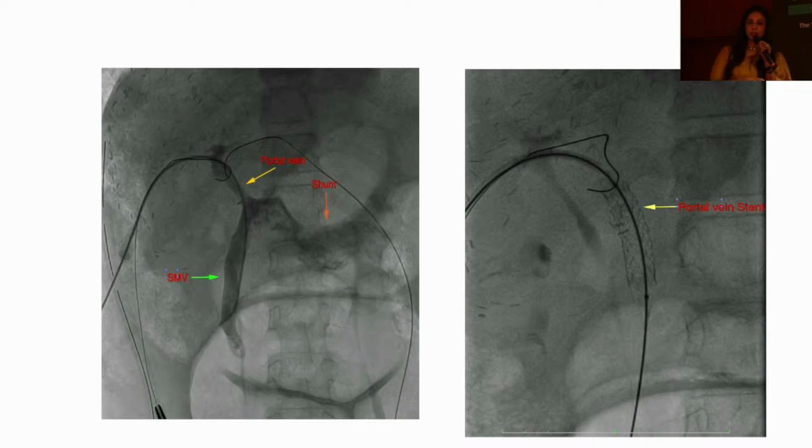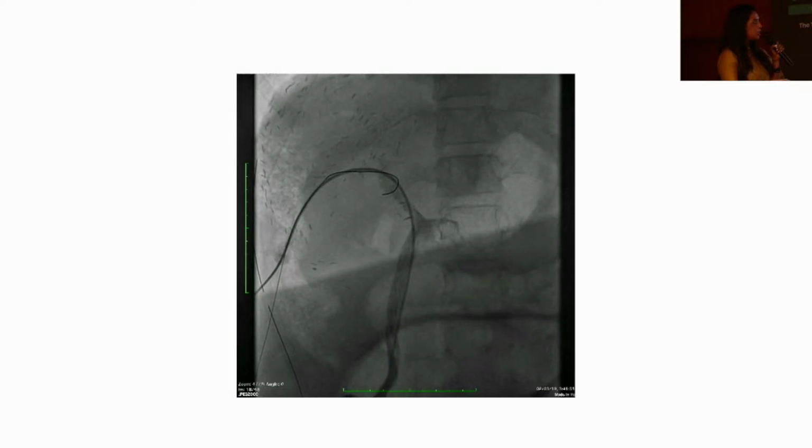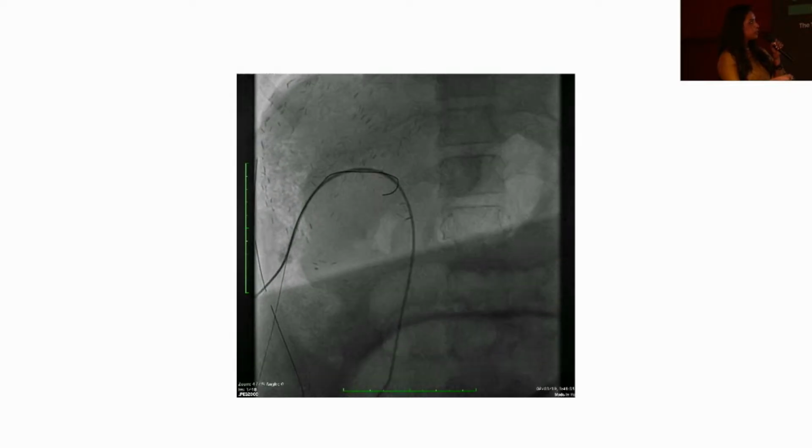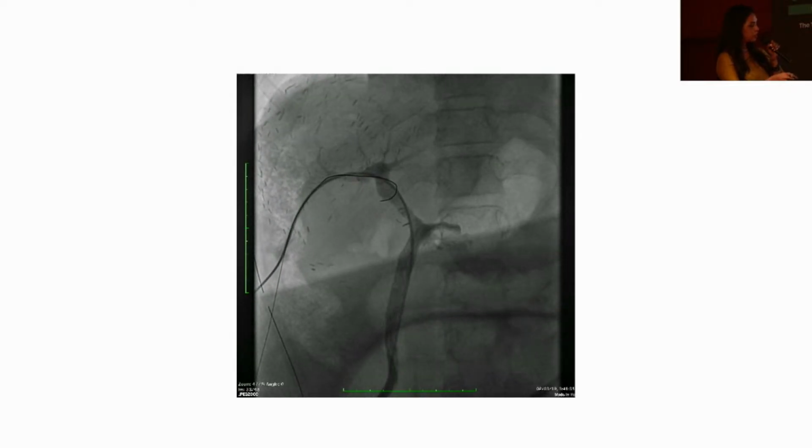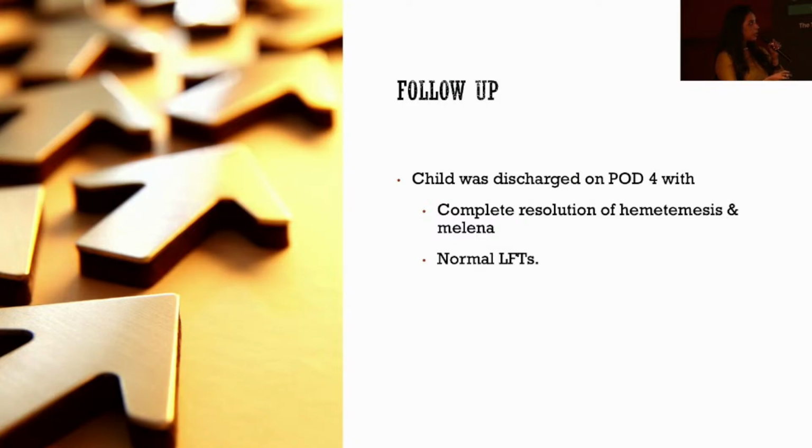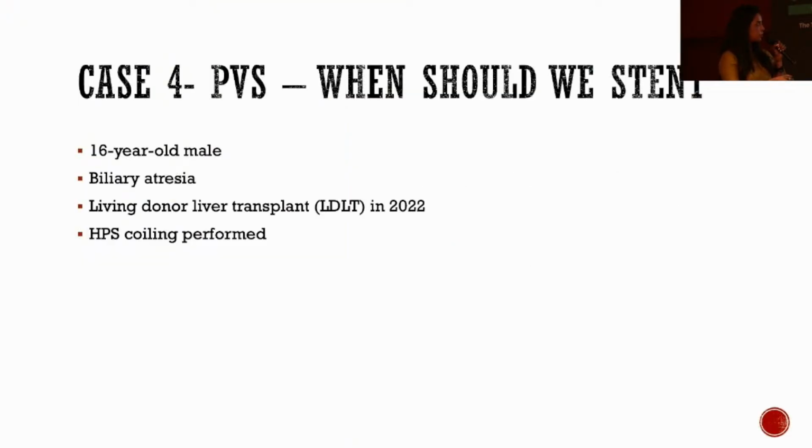So in these scenarios, you can deploy a covered stent within the portal vein so that there is an increased flow. So this is an alternative to the surgeon ligating the portocaval shunt. But the child was not fit enough for surgery, and that's what we did. And you can see, there's still some flow there, but then there was a nice flow into the liver. And the child was discharged, and there is a complete resolution, with normal LFTs.